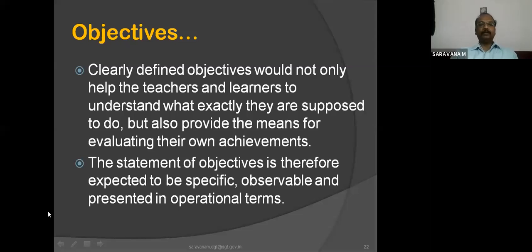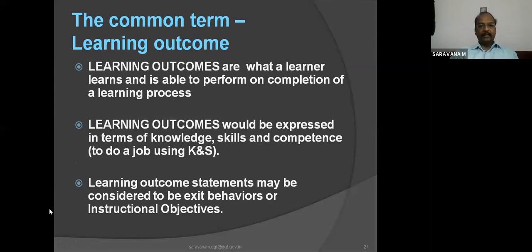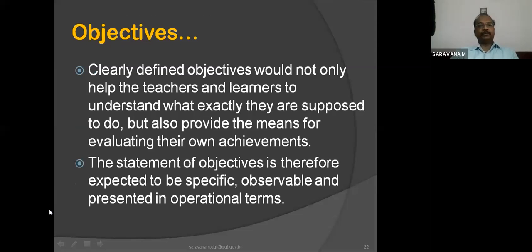So already we have discussed the objectives. Objectives are nothing but the intended outcome or the learning outcome. We can call it learning outcome or intended outcome, what the learners will be able to achieve. That is the objective. Clearly defined objectives not only help the teachers, they also help the learners to complete the intended theory portions or intended practical demonstrations properly. The statements of objectives are therefore expected to be specific, observable, and measurable.